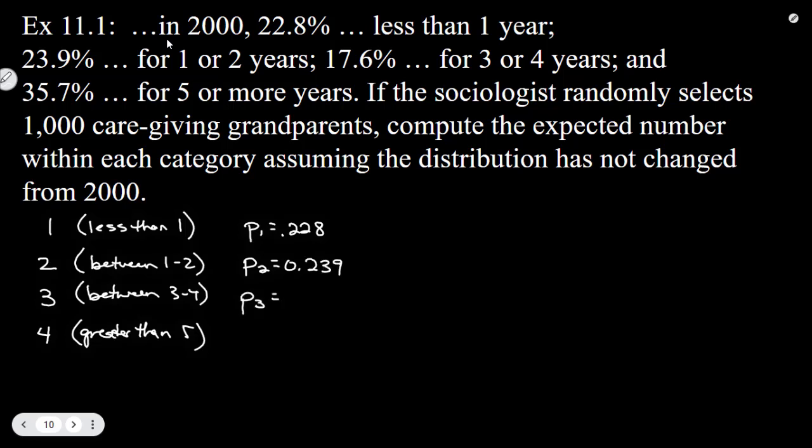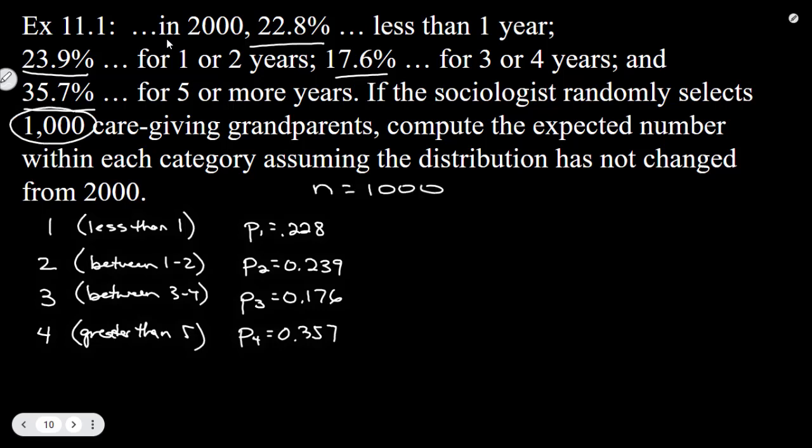P3, maybe I should be underlining these as I go. Here's the 22.8, here's the 23.9. The 3 to 4 years was the 17.6, so 0.176. And then P4 is 35.7 right here. Now notice this 1,000, that is our n value. N equals 1,000. What we're supposed to do is compute the expected number for each category.